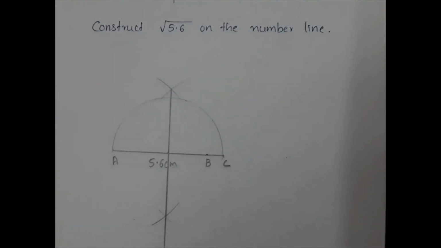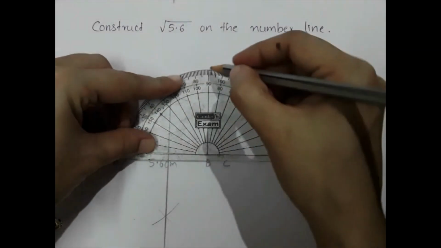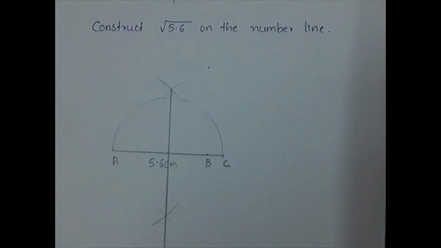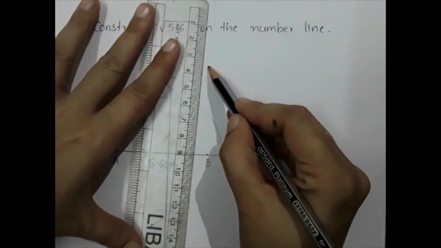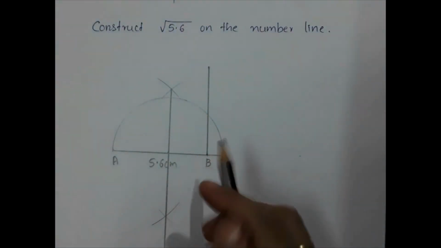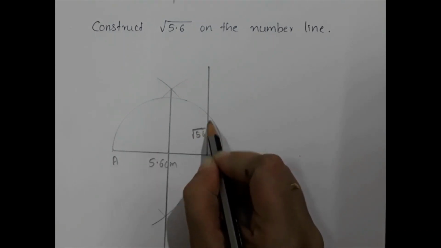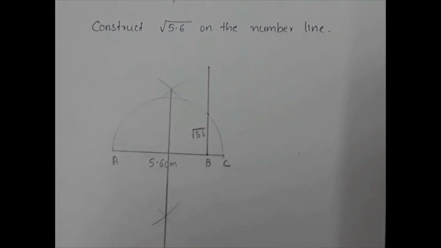Okay, then what you have to do? You have to take the protractor and, placing it on B, mark 90 degrees. Clear? And then join that point to B. Then what will this be? This will be root 5.6, this much distance. So we want to represent that on the number line.